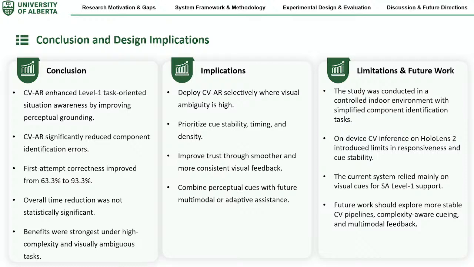And here we come to the conclusion. CVAR enhanced task-oriented situation awareness by improving perceptual grounding. CVAR significantly reduced component identification errors and overall time, and its benefits were strongest under high complexity and visually ambiguous tasks. So this comes with some implications when we design similar systems for construction sites. We need to deploy CVAR selectively when visual ambiguity is high, and we need to improve and prioritize cue stability, timing, and density.